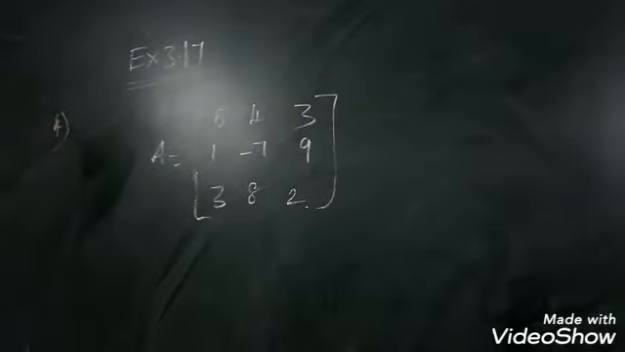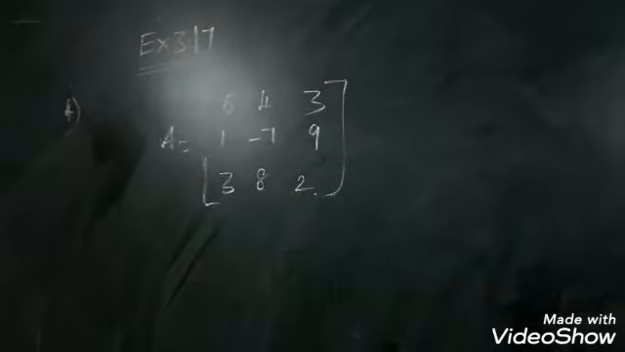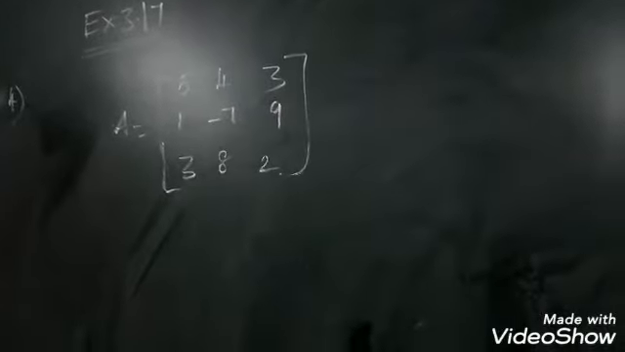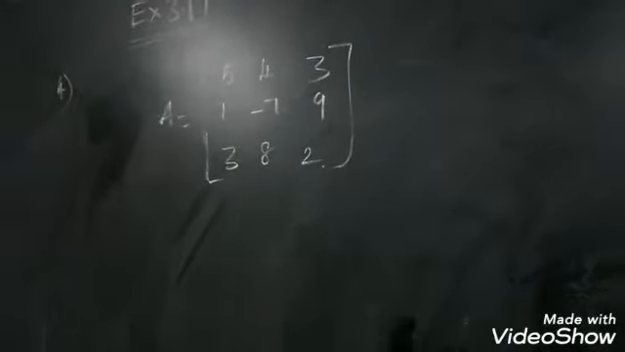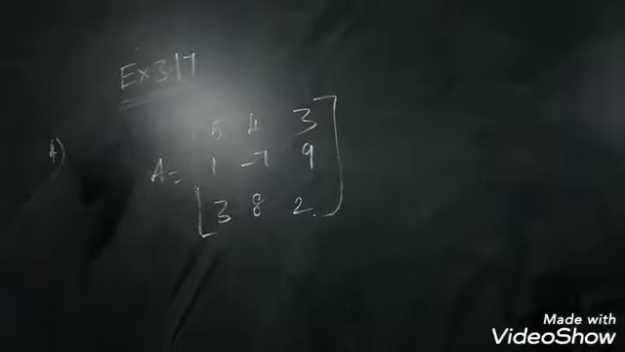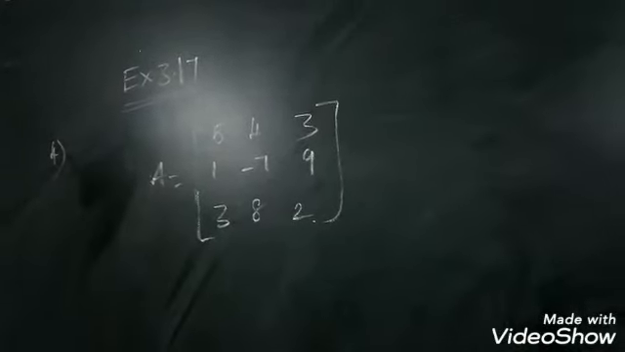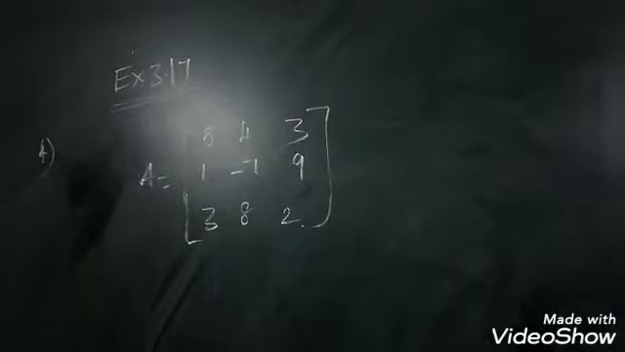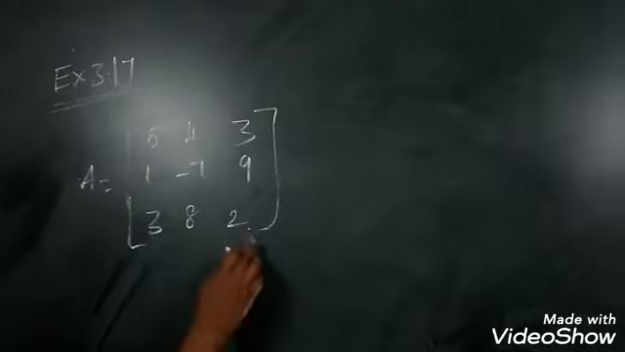Girls, see exercise 3.17, fourth sum I am going to teach. Here if A is equal to the first row 5, 4, 3, the second row 1, minus 7, 9, third row 3, 8, 2. Here to find the transpose of A, as I already said about the transpose of a matrix, the rows and the columns should be interchanged.